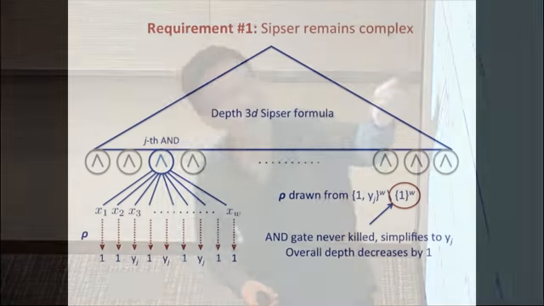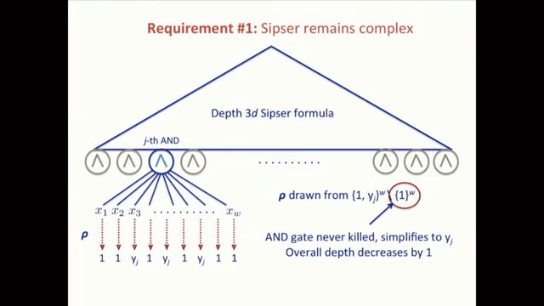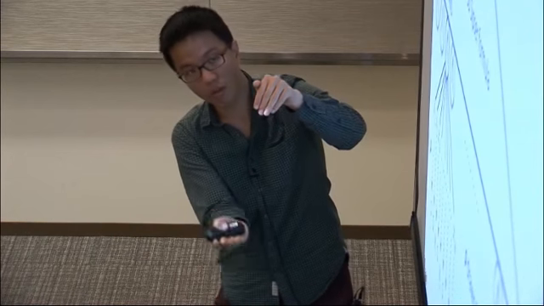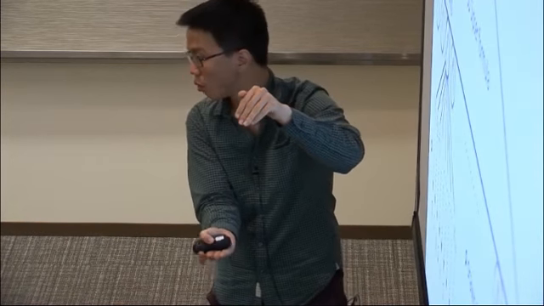So it was always the AND of a non-empty subset of yj variables, and the AND of yj and yj and yj is just yj. So this is designed specifically so that the AND gate is never killed, and in particular, every AND gate just becomes a new formal variable yj. So what happens is you go from depth 3D Sipser over x variables to depth 3D minus 1 Sipser over y variables, with probability 1, right?